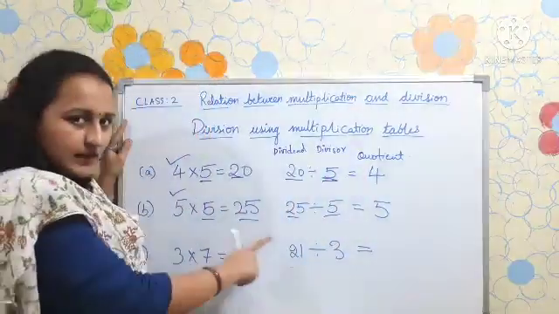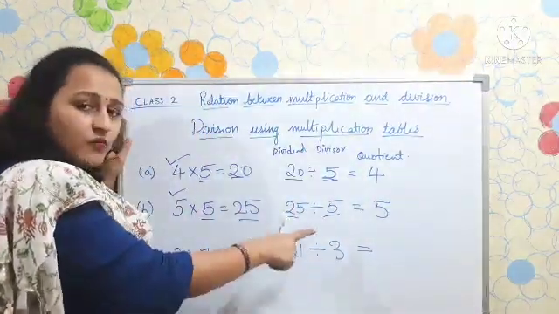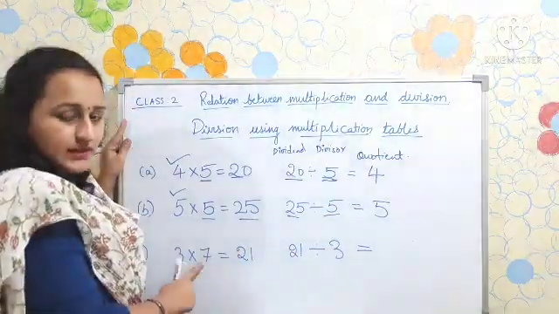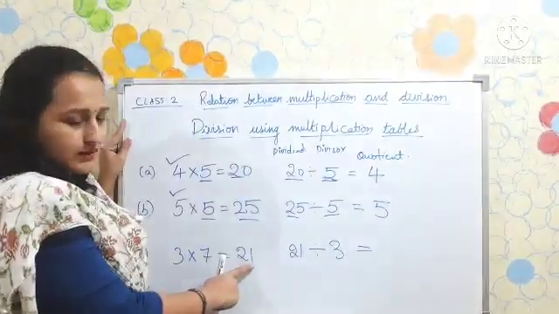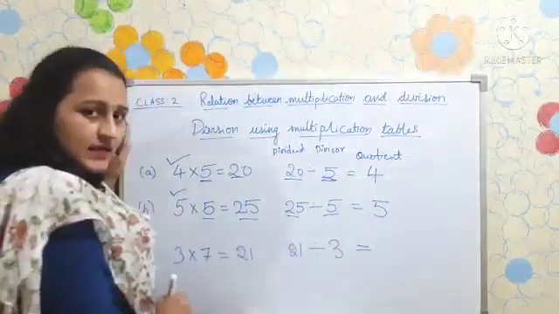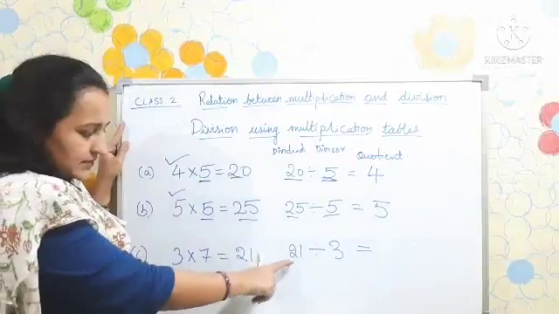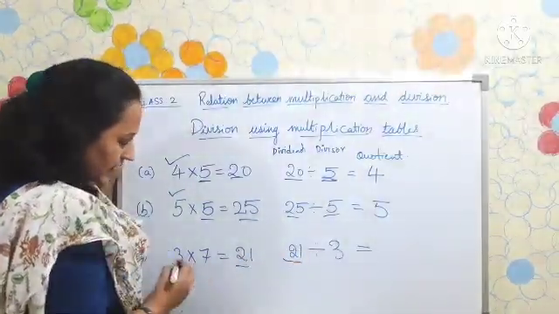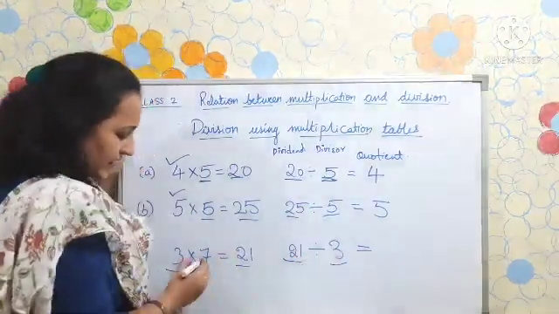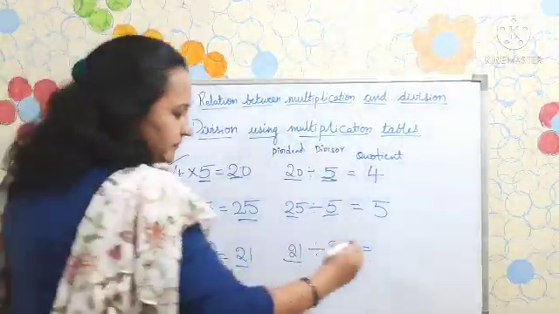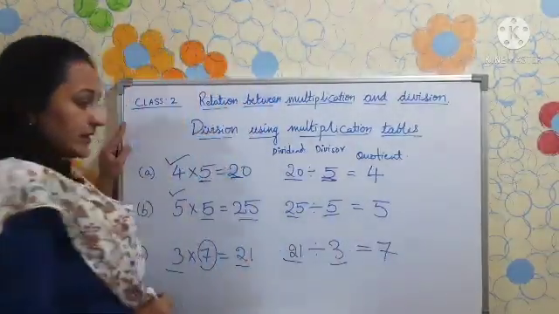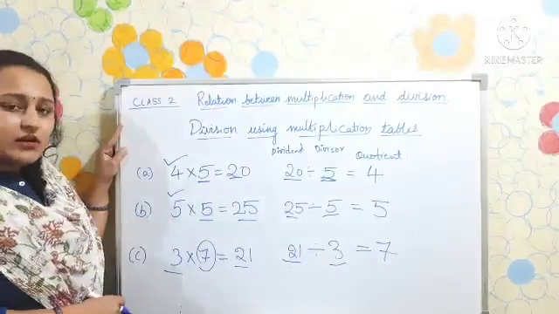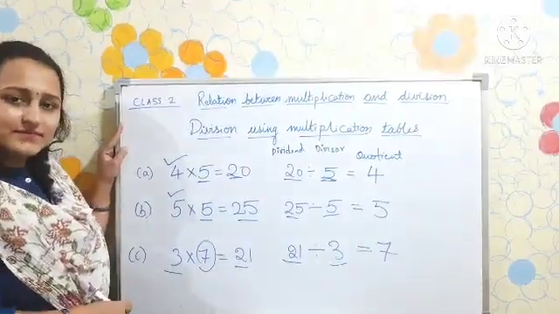Now we have to tell what is the dividend, what is the divisor and what is the quotient here. 3 into 7. 3 times 7 is 21. 21 divided by 3 is how much? See here properly. 21, 21. 3, 3. And the quotient is 7. Very good. In the same way, using the multiplication table, we can solve divisions very easily.